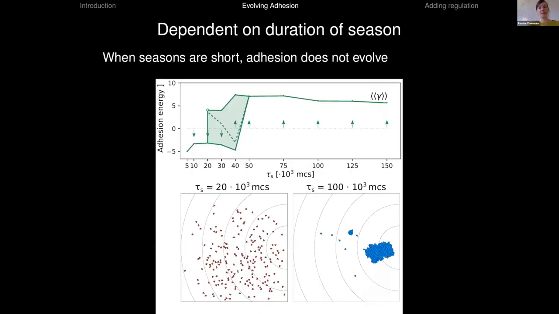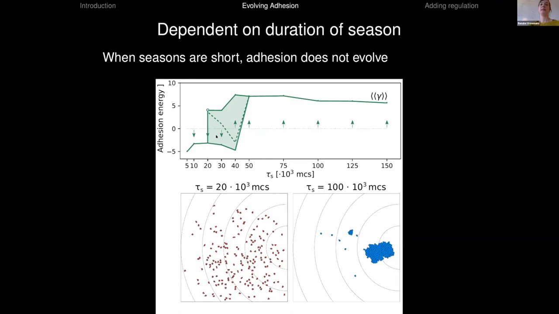So when the seasons are very short, they don't evolve this adhesion. And instead, they opt for a strategy where they spread out as much as possible and hope that the next season, the peak happens to be in their place so they get to reproduce. So they have a sort of betting strategy going on. For intermittent season duration, you get evolutionary bistability.